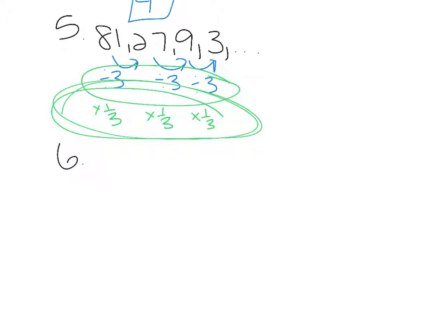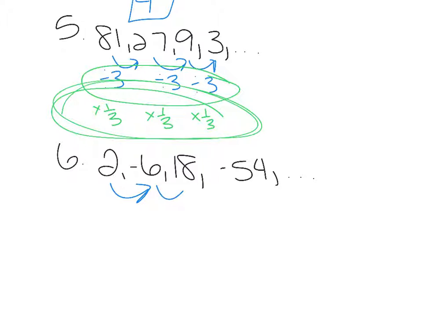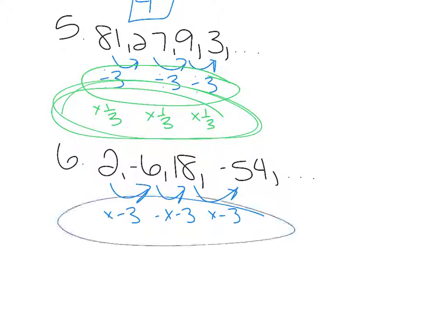Okay, and number 6, let's say I have 2, negative 6, 18, negative 54. Well, to get from 2 to negative 6, negative 6 to 18, 18 to negative 54, hopefully you're picking this out. If you multiply by negative 3, that would get you to each one. So the common ratio is negative 3.